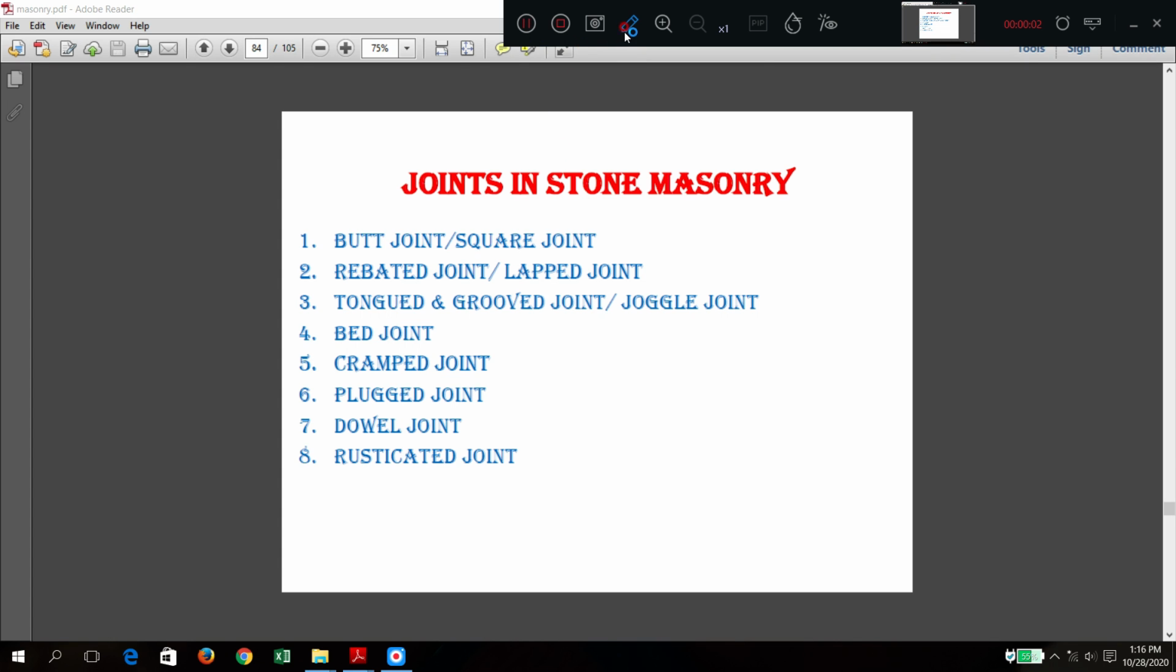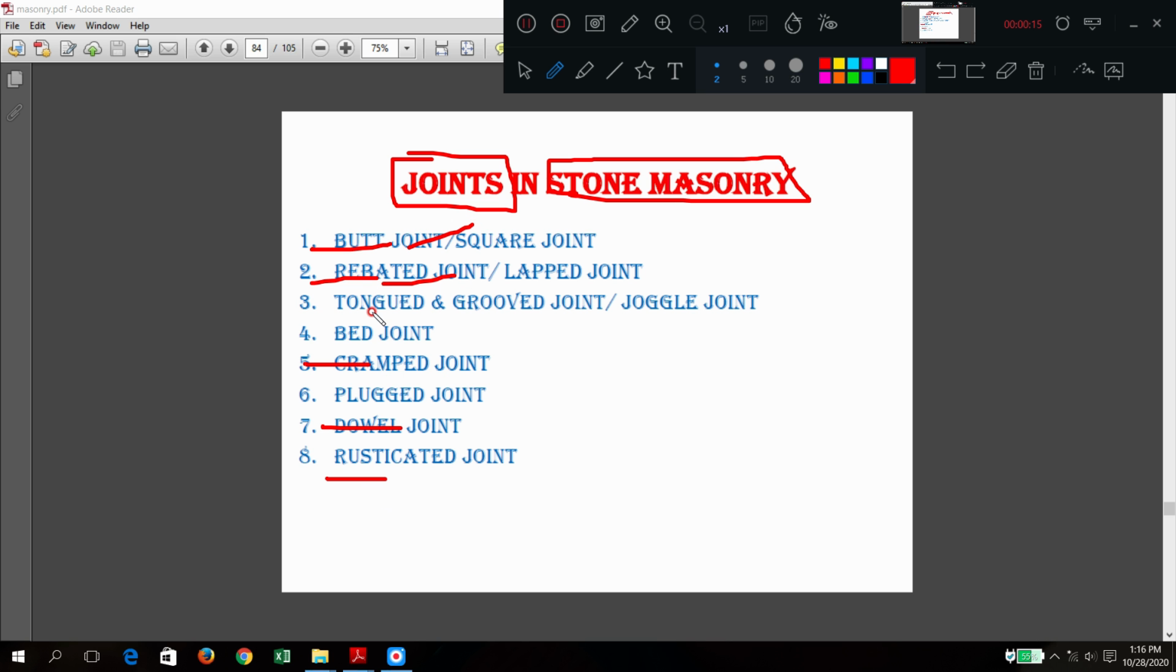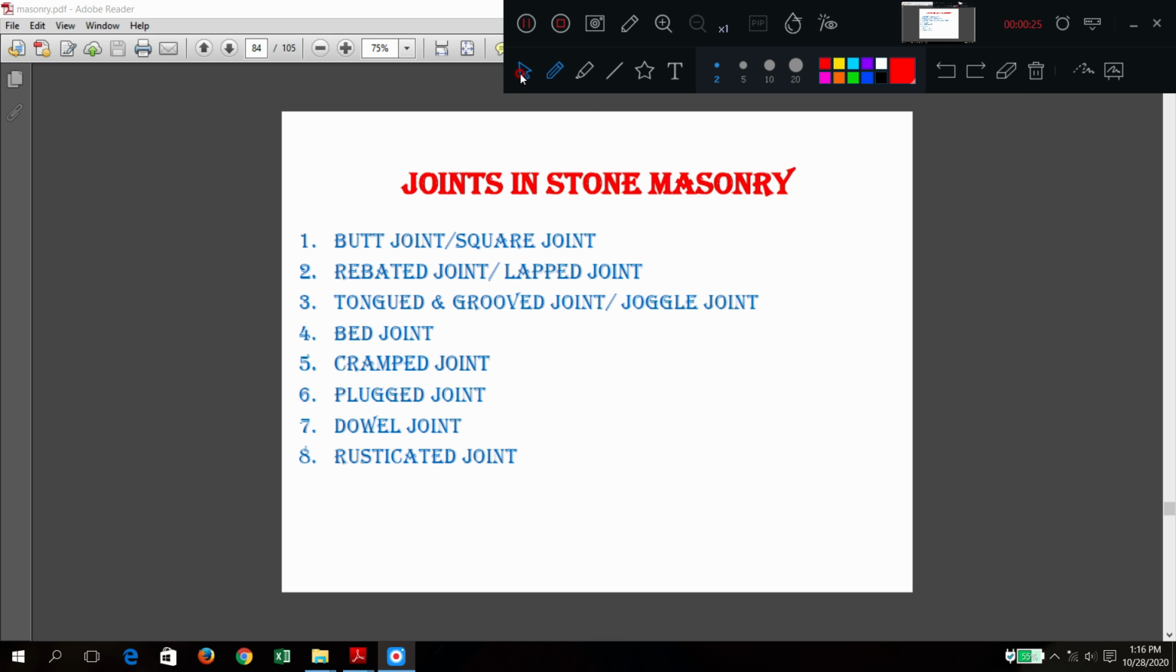Good morning, friends. So here we are going to discuss the next topic, that is joints in stone masonry. These are the typical joints which you generally see: butt joint, riveted, tongued and groove, bed joint, cramped, plugged, dowel, and rusticated. Okay, a standard question will come in the short notes part.